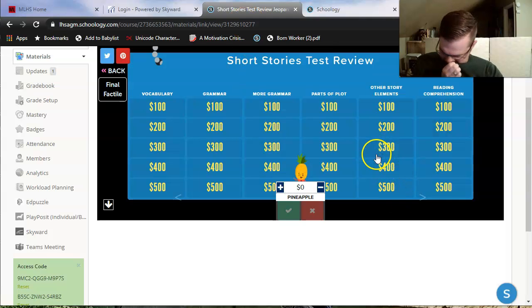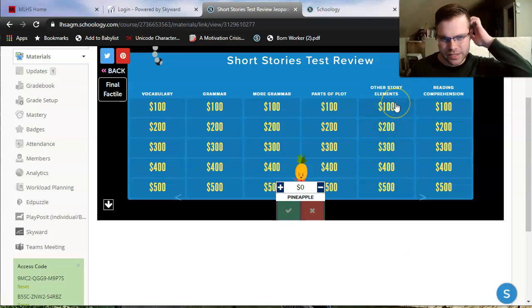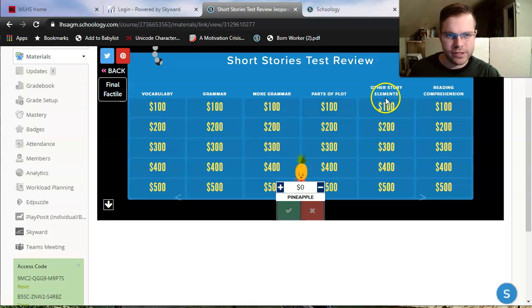For parts of plot, I give you definitions for each of the 5 parts of plot. You simply need to match that definition with its part of plot, obviously. On your test itself, those are also multiple choice questions, and I didn't do all 5 parts of plot. You will see 3 of them on your test. For other story elements, you'll see other questions regarding character, setting, point of view, and theme. So be sure that you are working through those as well. Again, on your test itself, any of these questions, including reading comprehension, will be for the story I give you on the test, which is called The Sniper.